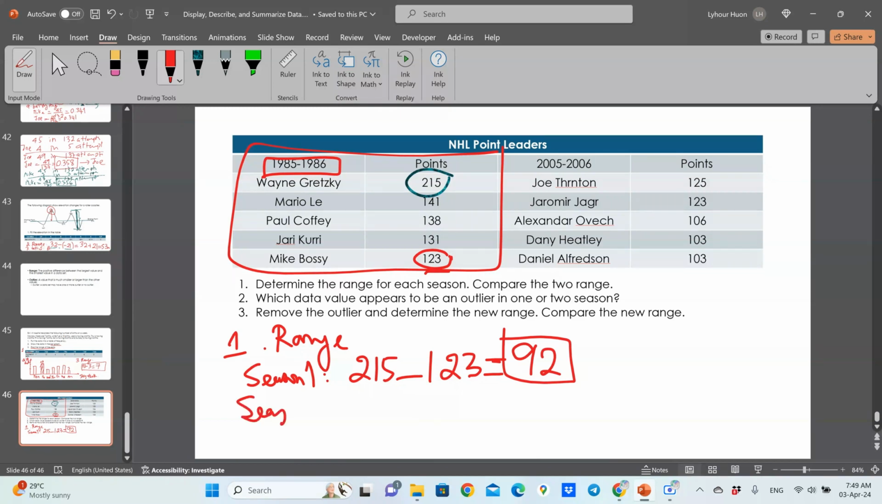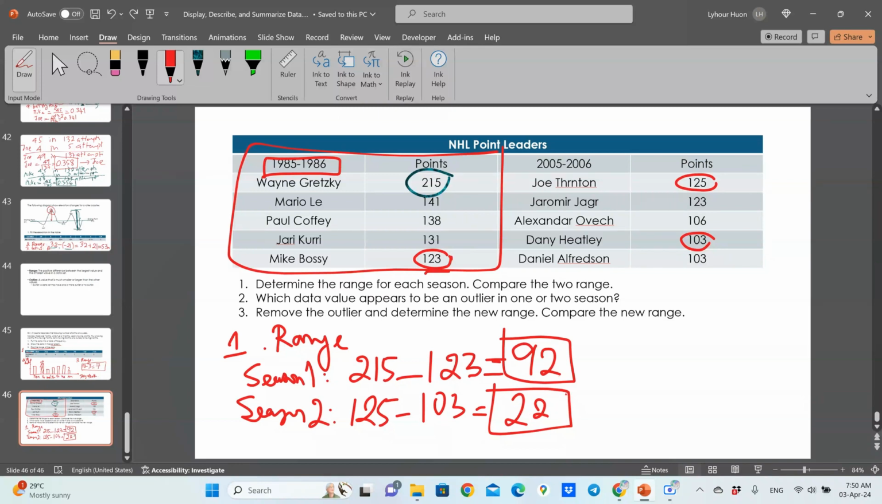For season two, which is 2005 to 2006, it's 22. Oh, wait. 125 subtracted by 103, step by step, 125 minus 103, which is 22. Yes, 22. Okay, so the range for season one is this much, and the range for season two is this much.